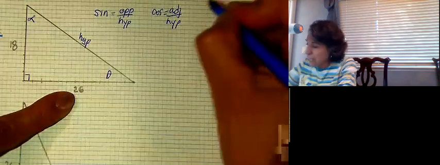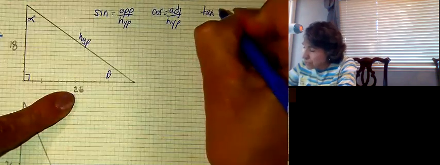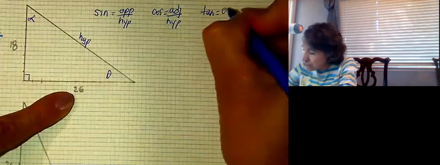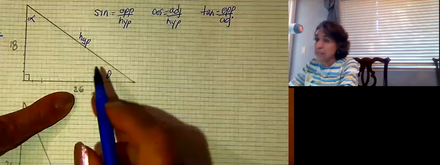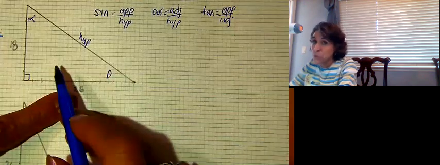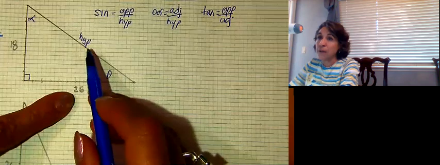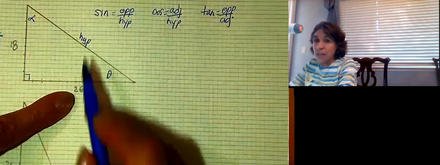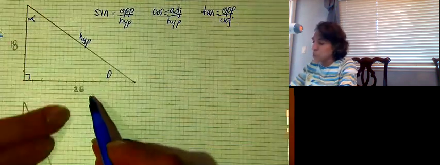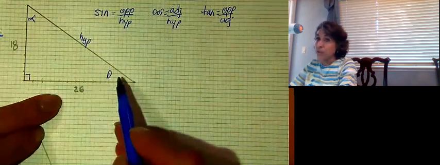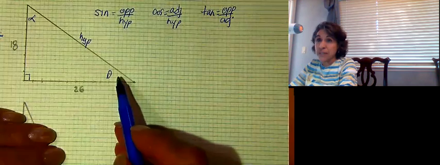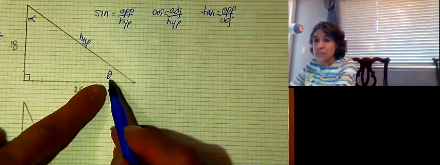And the last one, tangent. Tangent is equal to opposite over adjacent. I'm going to start with that one because I didn't take the time to figure out what the square root of 18 squared plus 26 squared is to figure out the hypotenuse. So I don't need it because you only need two pieces of information. Well, three, there's a right triangle here, to figure out one of the angles, and then I'll know what the other angle is.